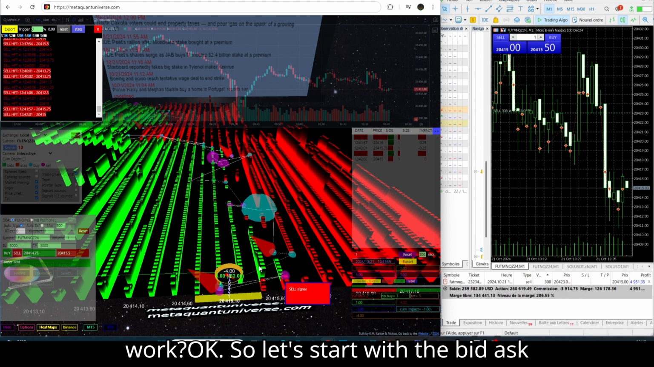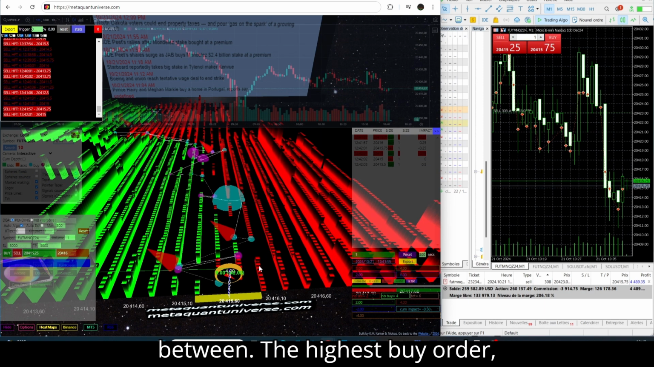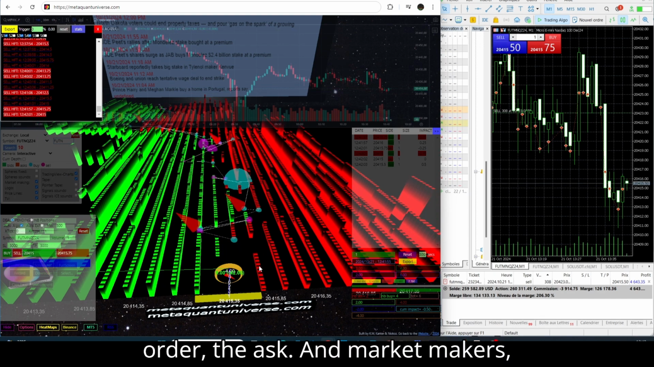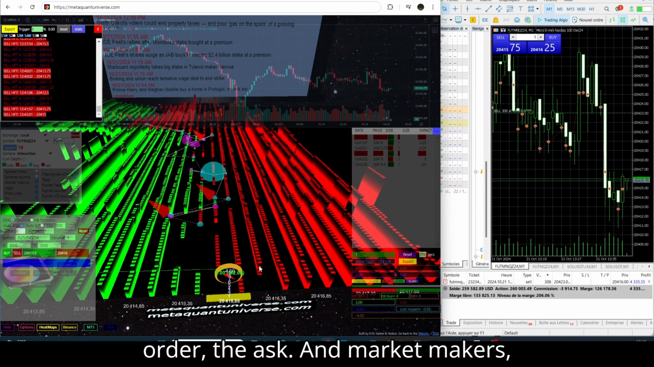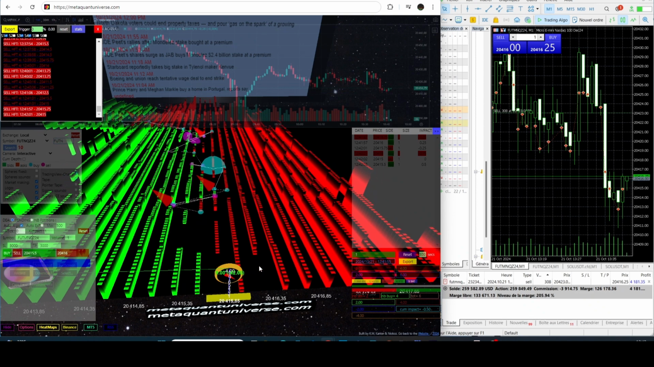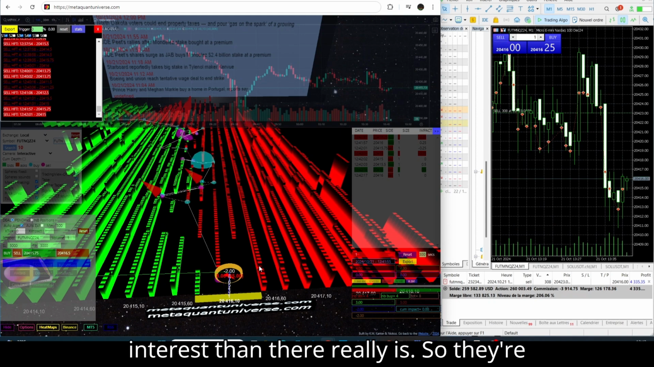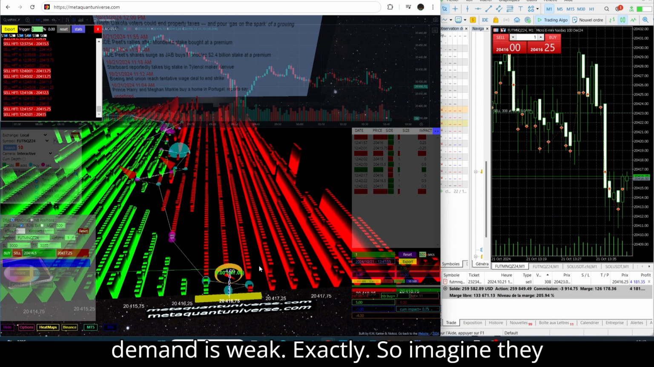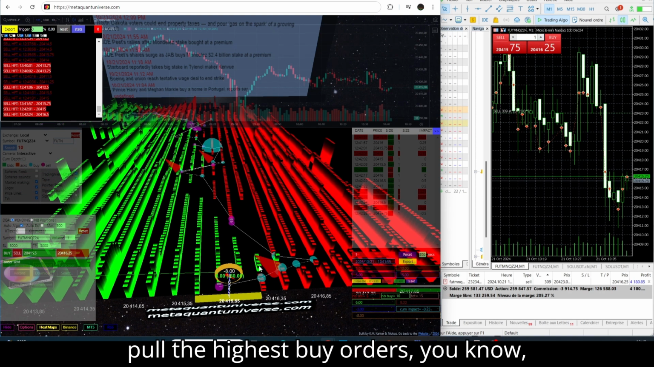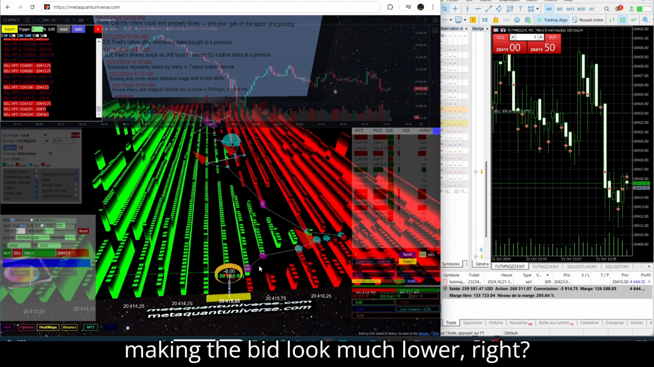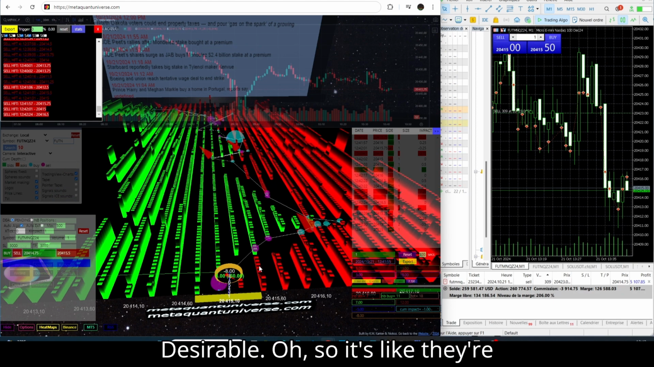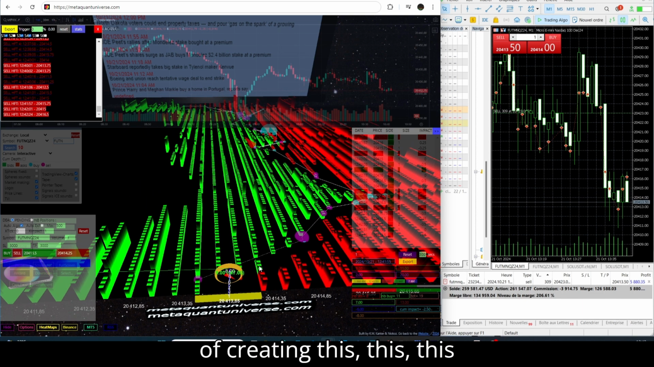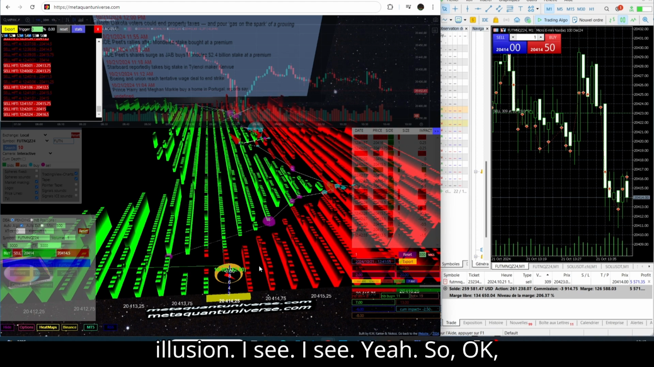Okay, so let's start with the bid-ask spread. This is the difference between the highest buy order, the bid, and the lowest sell order, the ask. And market makers can widen this spread artificially, making it seem like there's less buying interest than there really is. So they're creating this kind of facade that demand is weak. Exactly. Imagine they pull the highest buy orders, making the bid look much lower. Suddenly the stock appears less desirable. So it's like they're pushing people away. Yeah, they're creating this illusion. I see. Okay, that's sneaky.